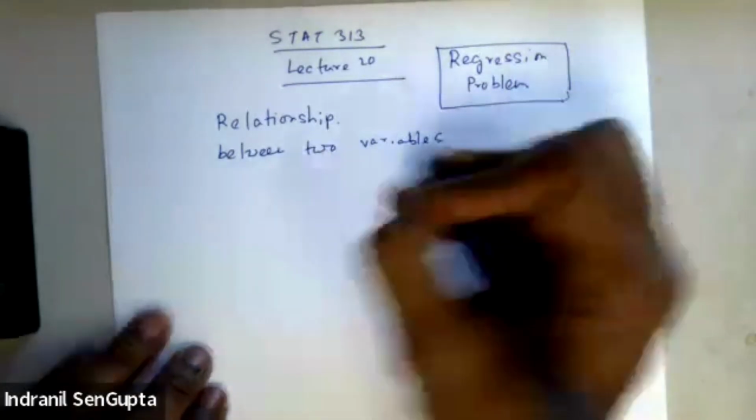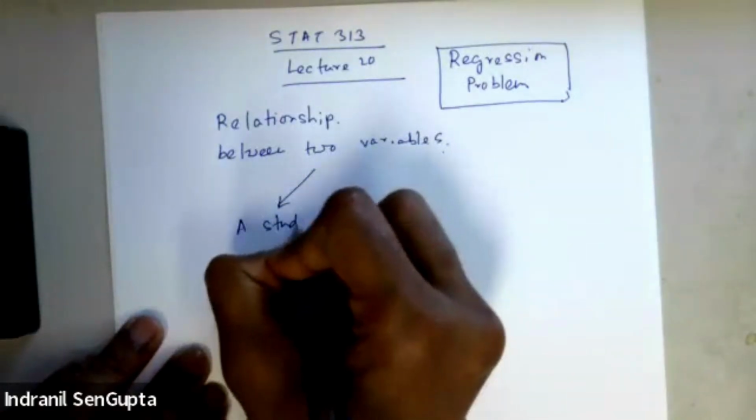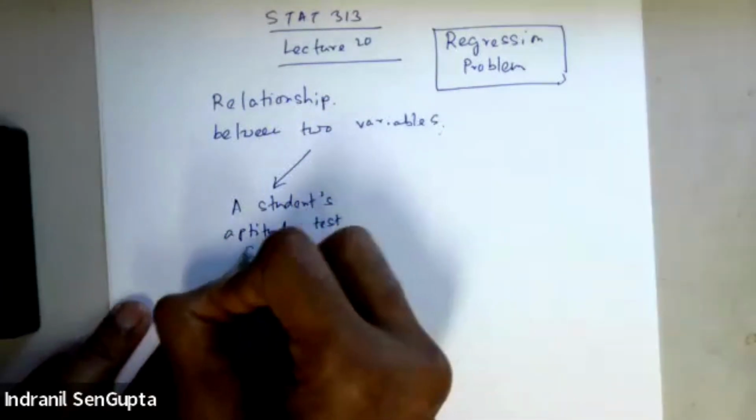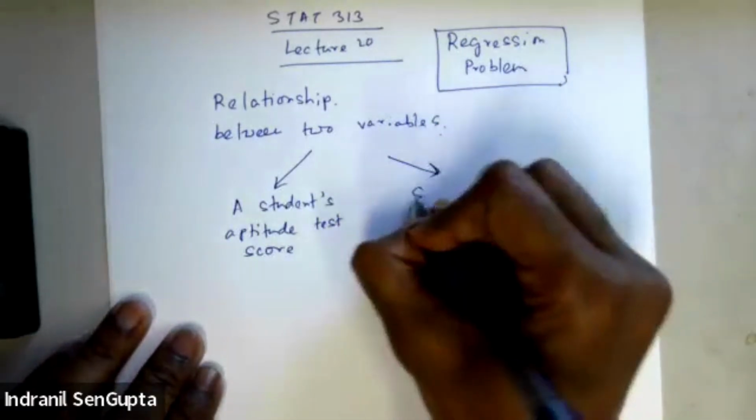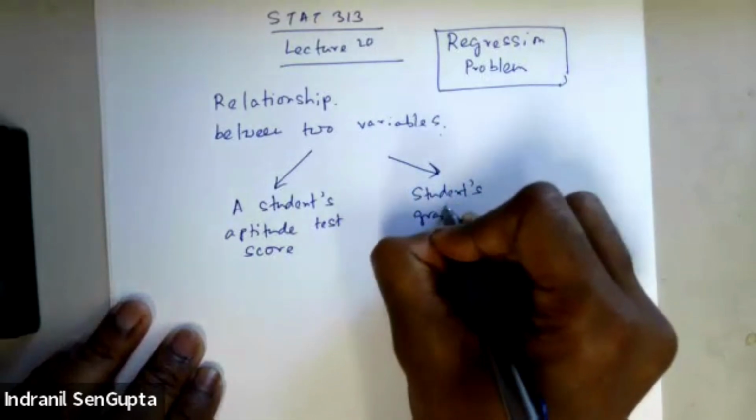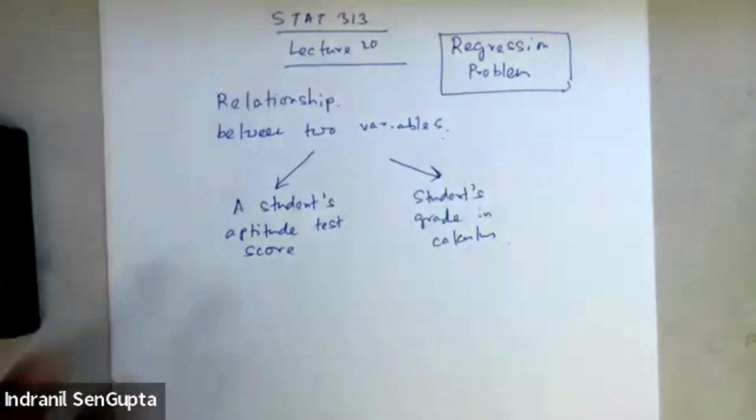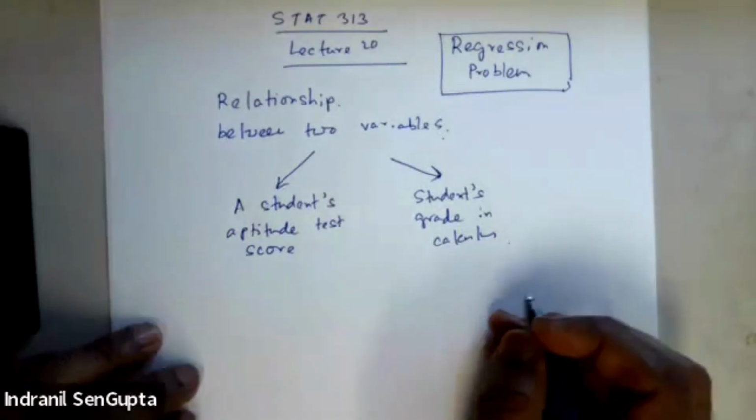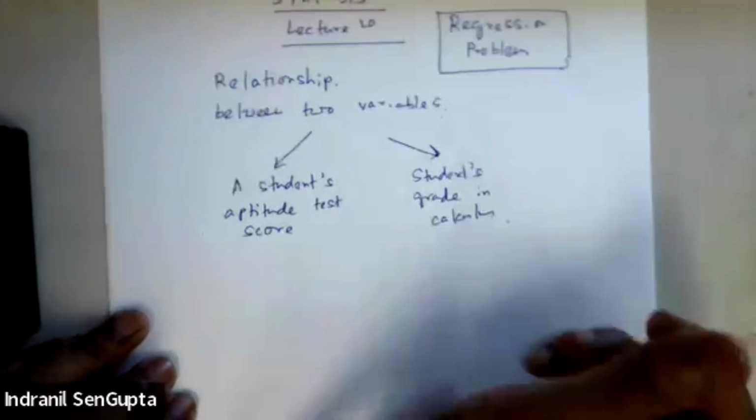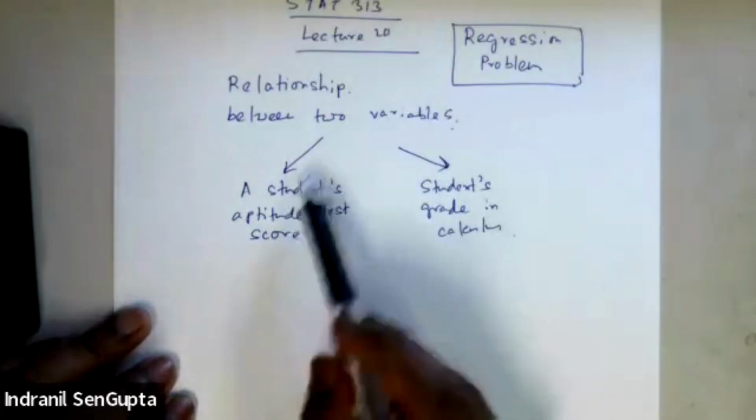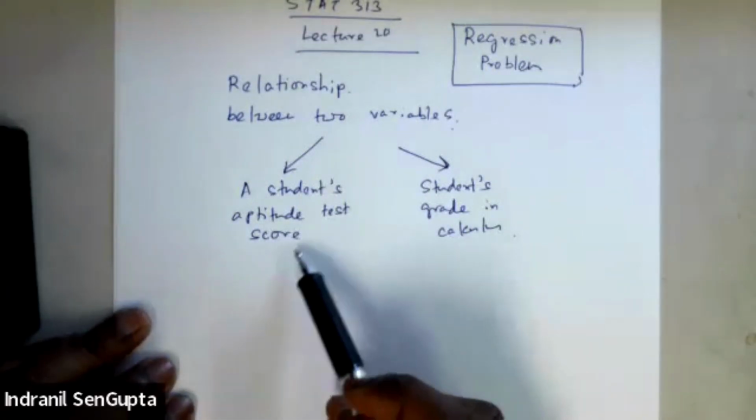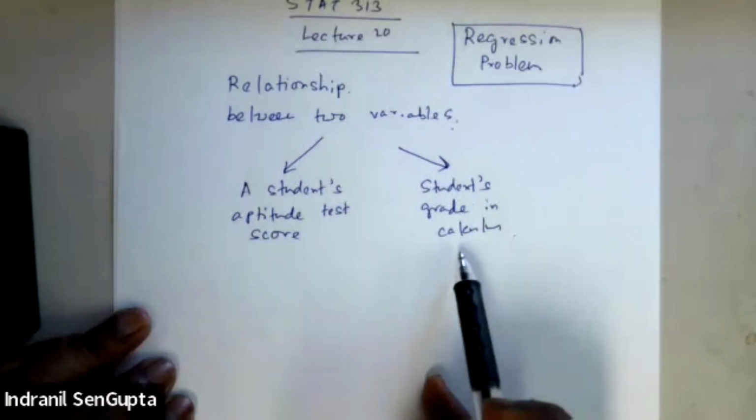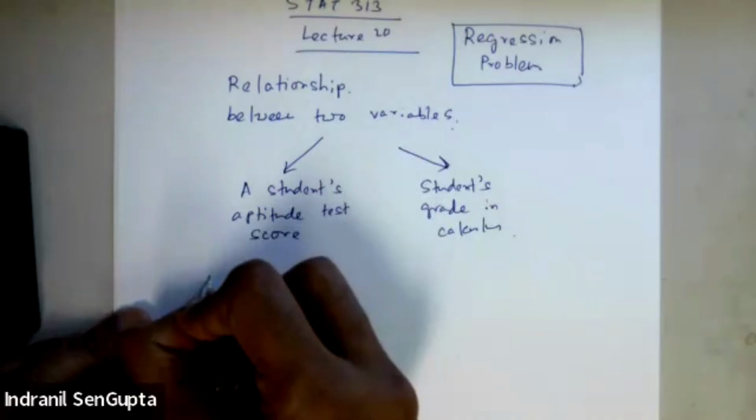For example, it can be, say, a student's aptitude test score, and the other variable can be a student's grade in calculus. And we are really interested to see the relationship between these two. Now, it's more common to observe the aptitude test score, and maybe we want to predict what would be the student's grade in calculus.